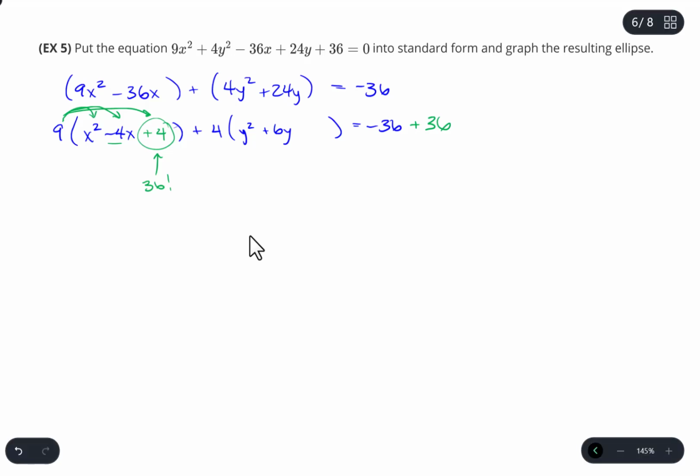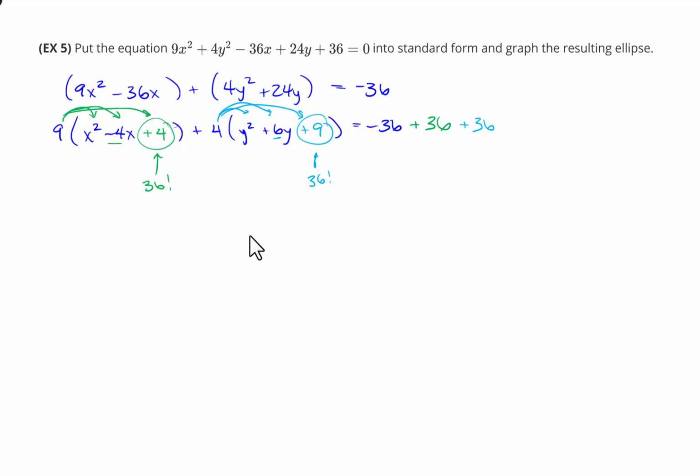Similarly, when I take 6, divide it by 2, that's 3, 3 squared is 9. Everything in this set of parentheses is being multiplied by 4. So when I add 9 right here, I am in fact adding 36 to this side of the equation. It's the net total that you're adding that you have to account for.